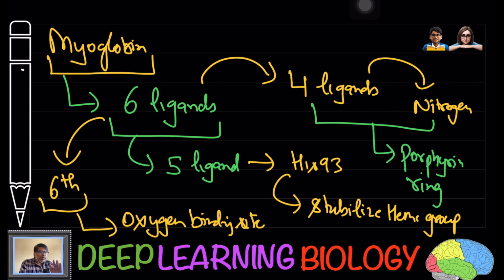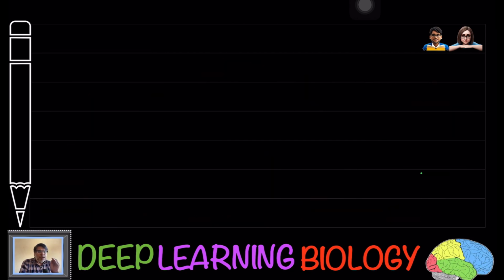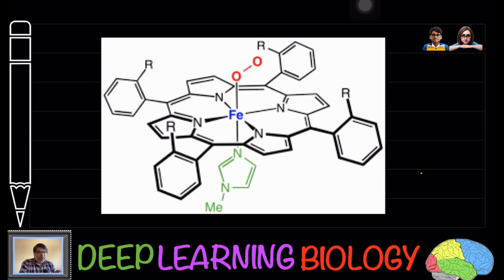Don't worry, everything will be clear. Just have a look into this image. Try to see here. If you see in the center, you are going to have the iron. Now here you are going to see 4 nitrogen: 1, 2nd and 3rd and the 4. So here the 4 ligands are interacting with the iron.